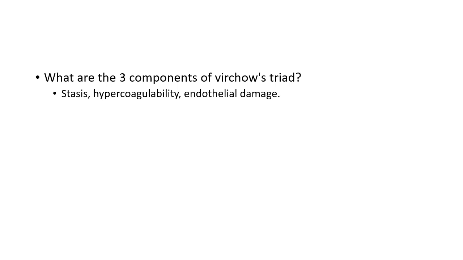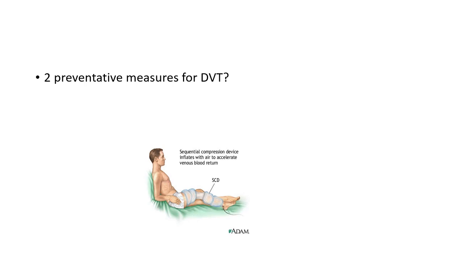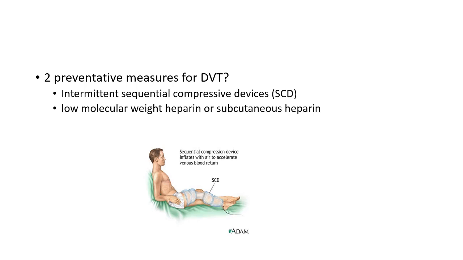Stasis, hypercoagulability, and endothelial damage. What are 2 preventative measures for DVT? Intermittent sequential compressive devices, SCD, or low molecular weight heparin or subcutaneous heparin.